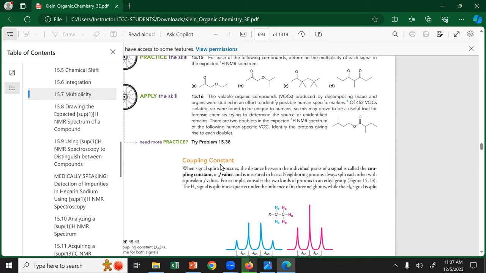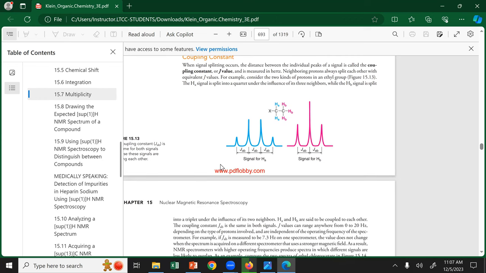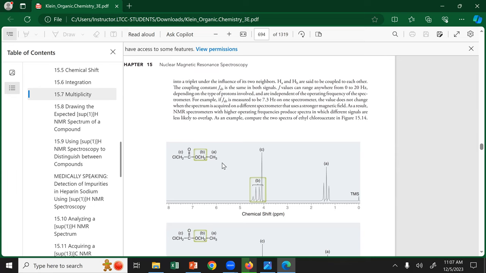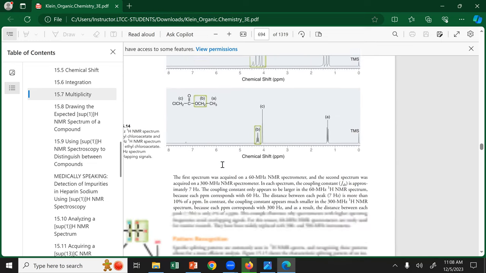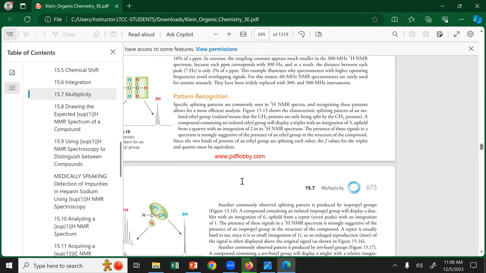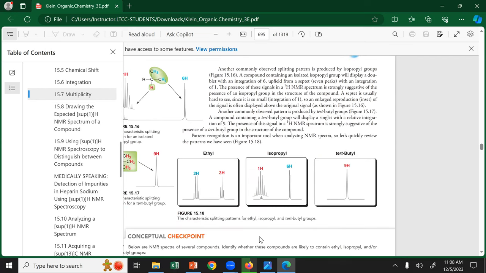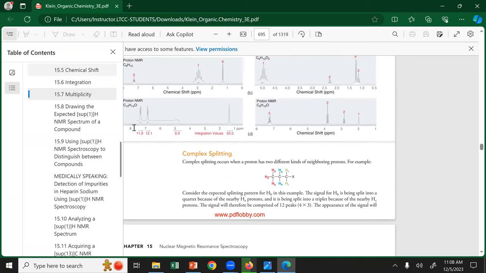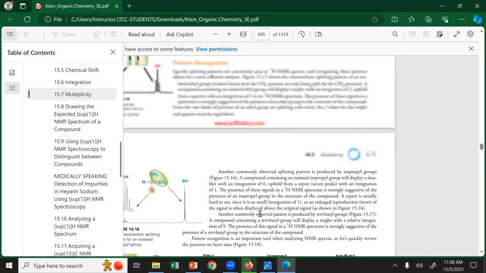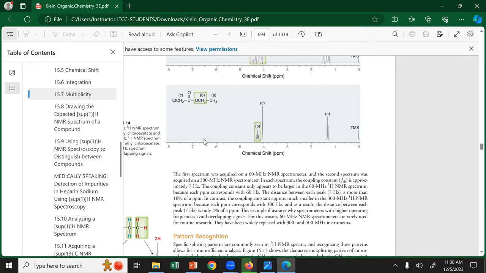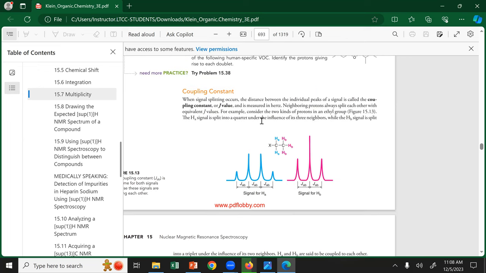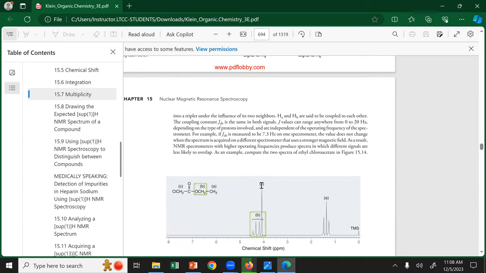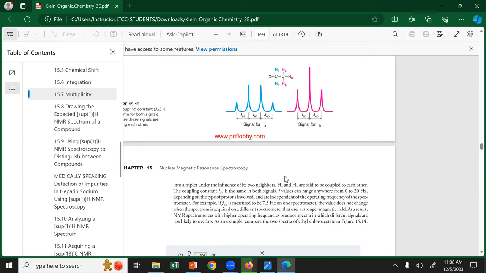Let's see. It's still just N plus one multiplicity. Has a coupling constant in here. Let's see. Ethyl group, isopropyl group. So there's your doublets of doublets. That's going to be tied to this section here. So we have a coupling constant. H and A are coupled to each other.